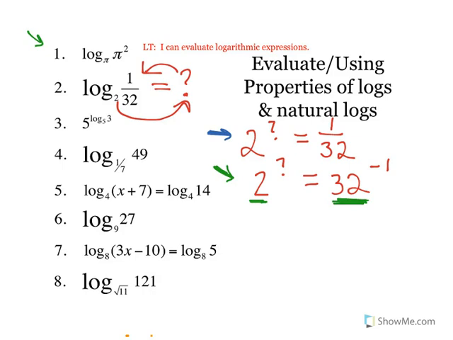Is 2 a factor of 32? Walk through that with me. 2 to the 1 power is 2. 2 to the second power is 4. 2 cubed is 8. 2 to the fourth power is 16. 2 to the fifth power is 32. So I can rewrite 32 with a base of 2 raised to the fifth power. Don't forget that negative sign. Bring it down.